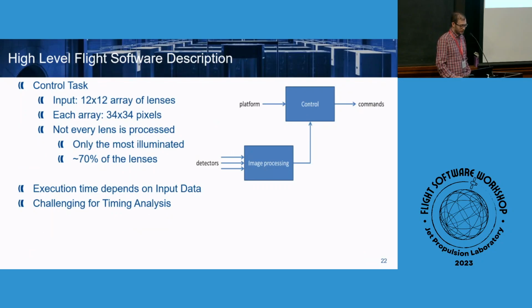Some more information about the control task. The input is a 12 by 12 array of lenses, and each lens contains 34 by 34 pixels. But not every lens is processed. In fact, only the ones that are most illuminated, which are more or less 70% of the lenses. This makes the application's execution time depend on input data and makes it also challenging for the timing analysis.